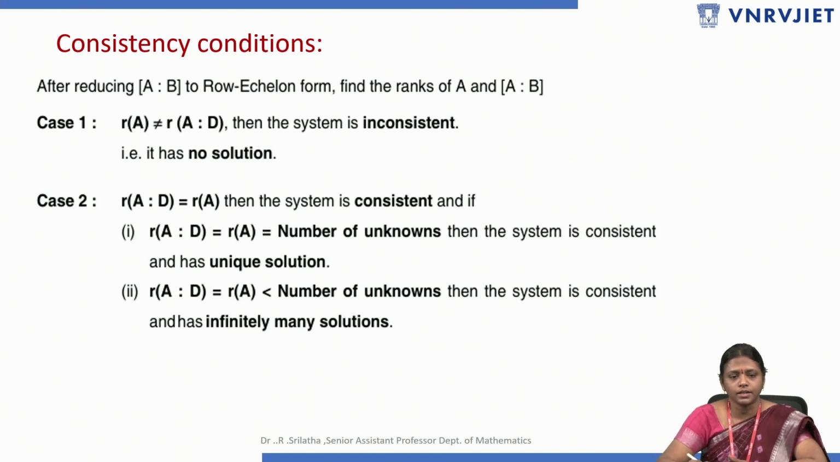Next we move on to the next condition here. If rank of the augmented matrix is equal to rank of A and this is also equal to the number of unknowns, if all these three are equal, in that case we can say that the given system is going to be consistent and it has a unique solution. And the second condition is if rank of the augmented matrix is equal to rank of A but it is less than the number of unknowns.